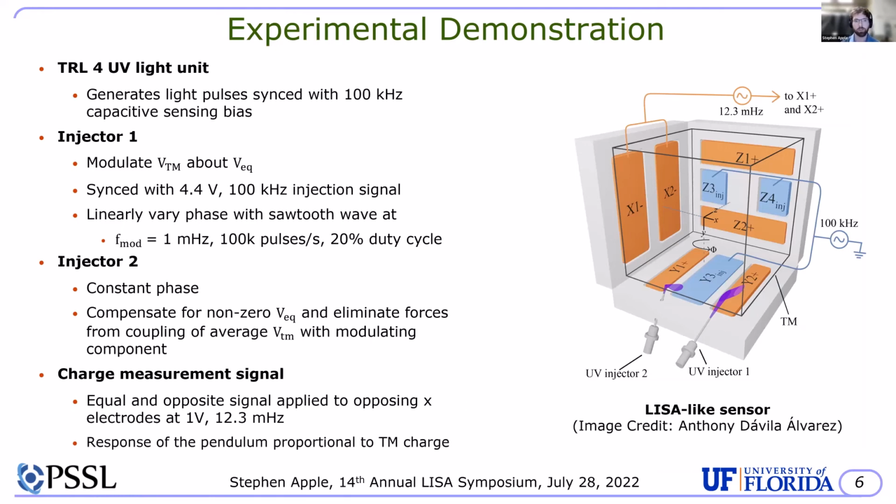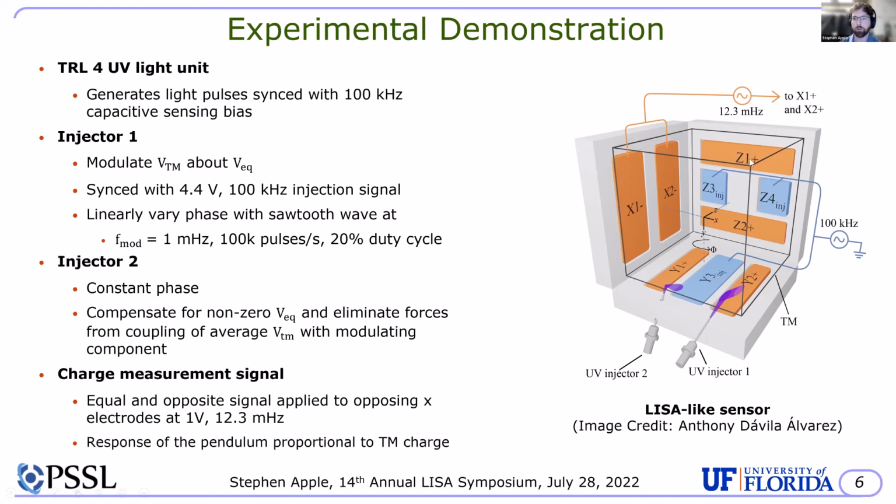For these experiments, we used a prototype UV light unit provided by the UF Charge Management System Group. This unit allowed us to generate UV light pulses synchronized with the sensor's 100 kilohertz capacitive sensing bias. Then we were able to linearly vary the phase of the pulsed UV light with respect to that 100 kilohertz signal to modulate the charge of the test mass at 1 millihertz.